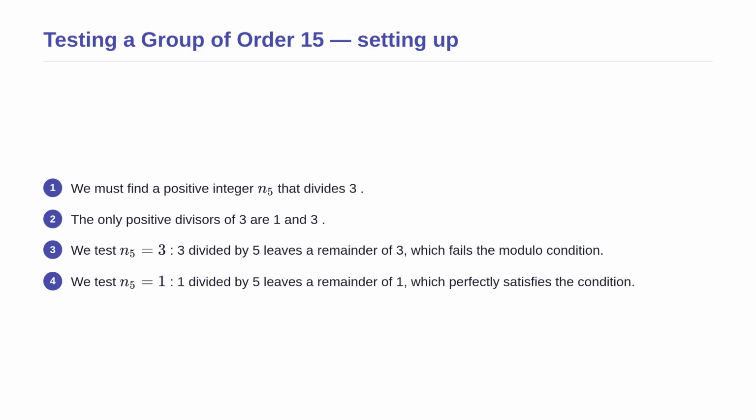Let us apply this formula to see if a group of order 15 is simple. We are given the size of the group and asked to find if a normal subgroup exists. We start by finding a number that satisfies both of Sylow's conditions. The only positive numbers that divide 3 are 1 and 3. When we test 3, we see it leaves a remainder of 3 when divided by 5, so it fails. However, testing 1 shows it leaves a remainder of 1, perfectly satisfying the modulo condition.